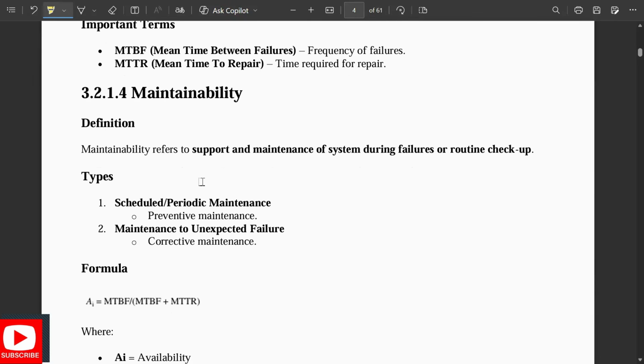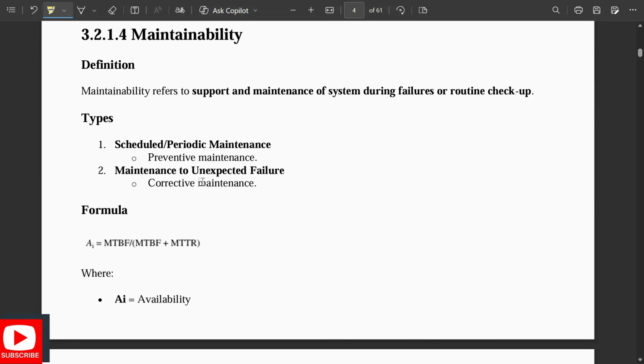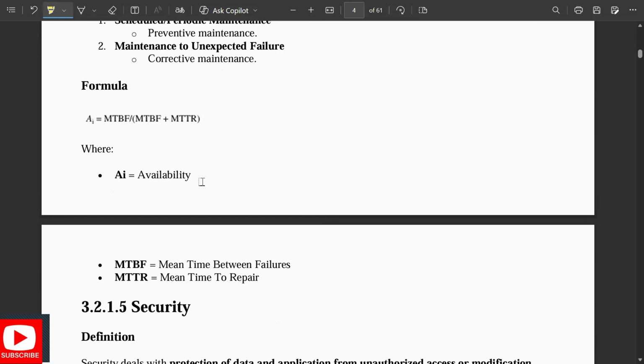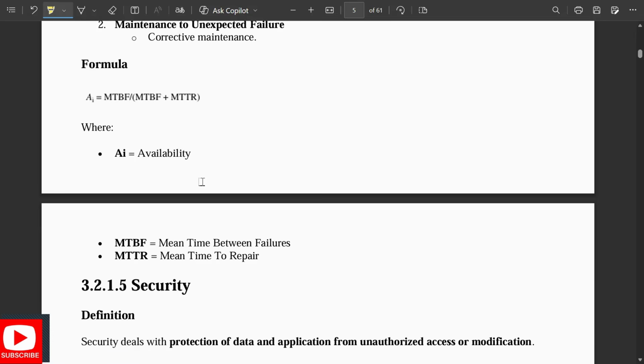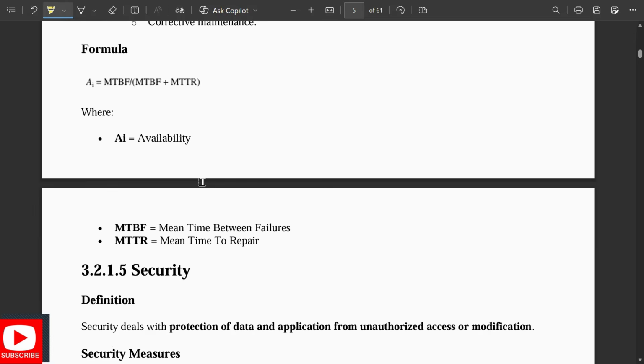Maintainability refers to the support and maintenance of the system during failures or routine checkup. That can be scheduled, that is periodic maintenance, or maintenance for unexpected failures. This is the formula for that, where A is availability, and MTBF and MTTR are given.